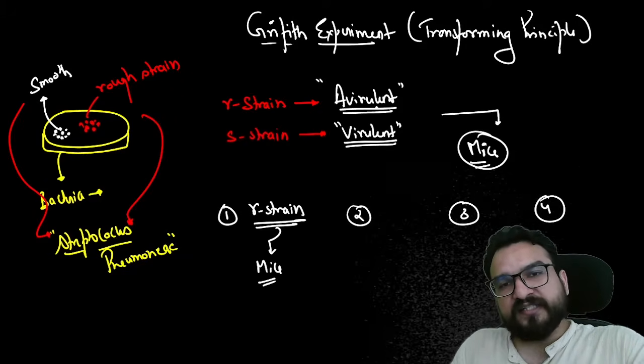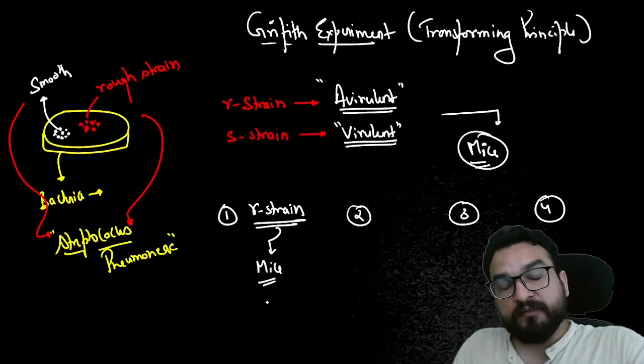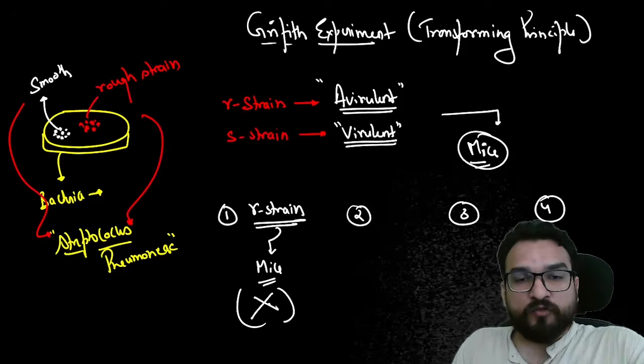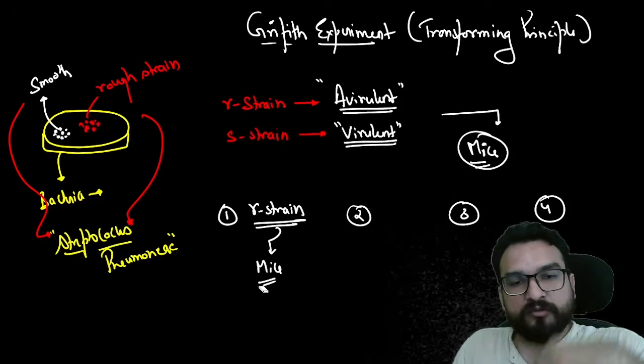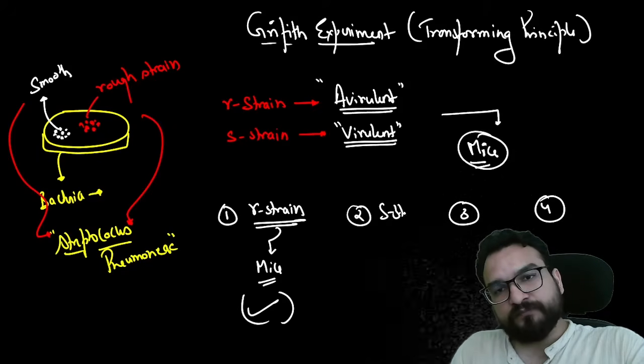You will find the R strain is avirulent. That means it will not cause disease in mice. Automatically the mice will live over here. They will not be killed. So we put a tick mark, right? That he will live.